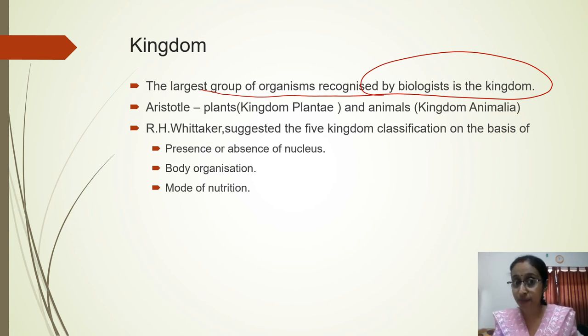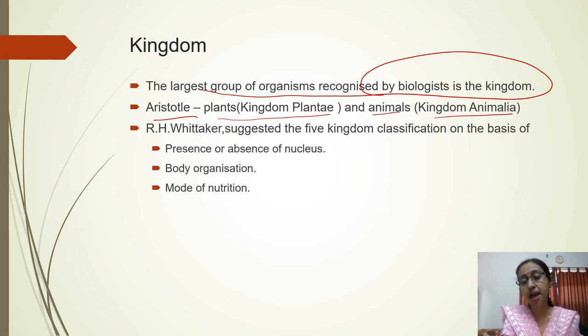When we come to the kingdom, it is the largest group of organisms, as recognized by all biologists. First Aristotle divided the organisms under two categories, that is plants, kingdom Plantae, and animals, kingdom Animalia. But this didn't make the classification very clear. We didn't know their mode of nutrition, whether they were unicellular or not, whether they had a nucleus and cell-bound organelles or not. We were just dividing it into plants and animals, so it was not at all a clear classification.